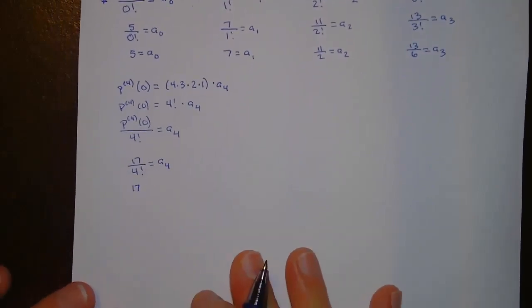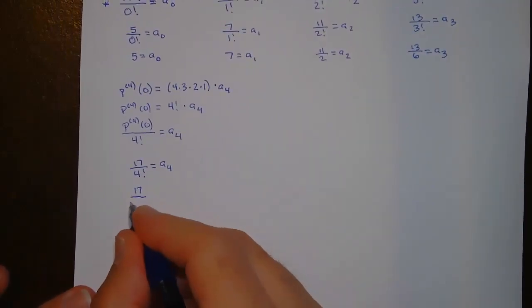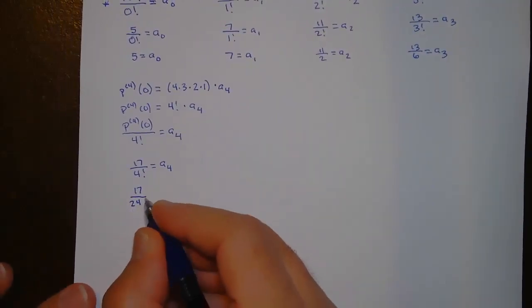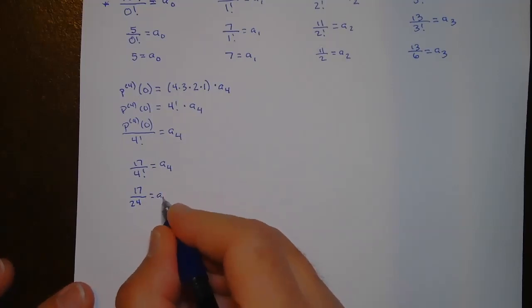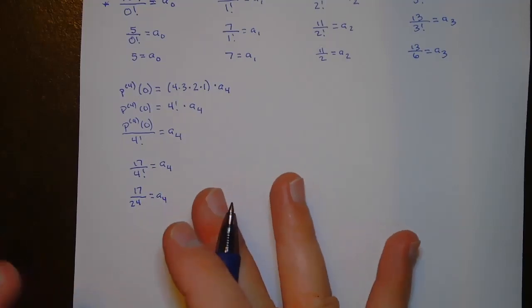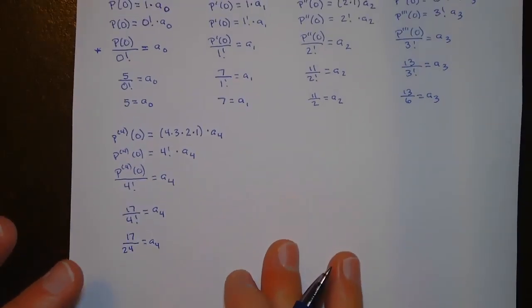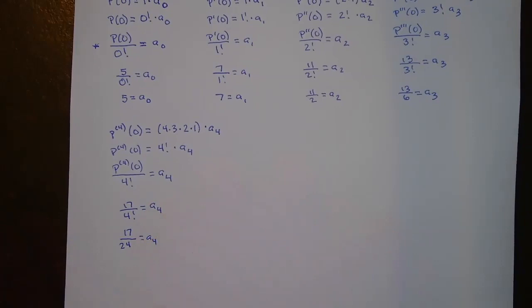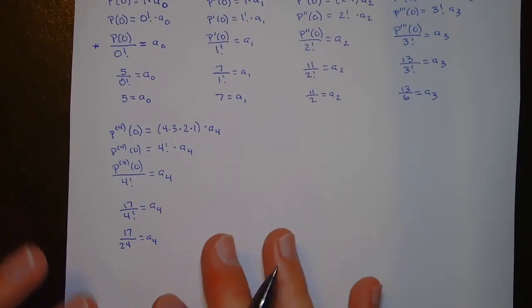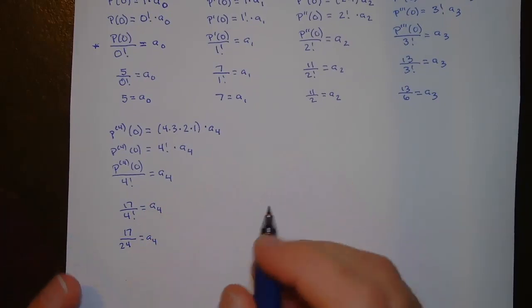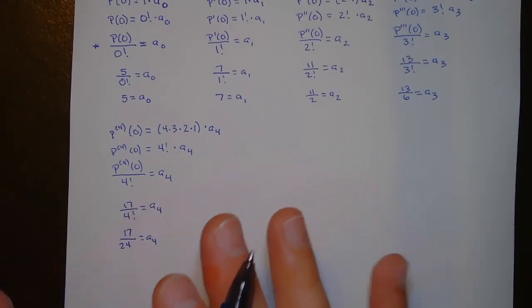17 over 24 is equal to your a sub 4. Okay, so we just created a polynomial where if you put 0 into the fourth derivative, we get 17. If you put 0 into the third derivative, you get 13. All of these would work, and the polynomial where all of these conditions would work is this.